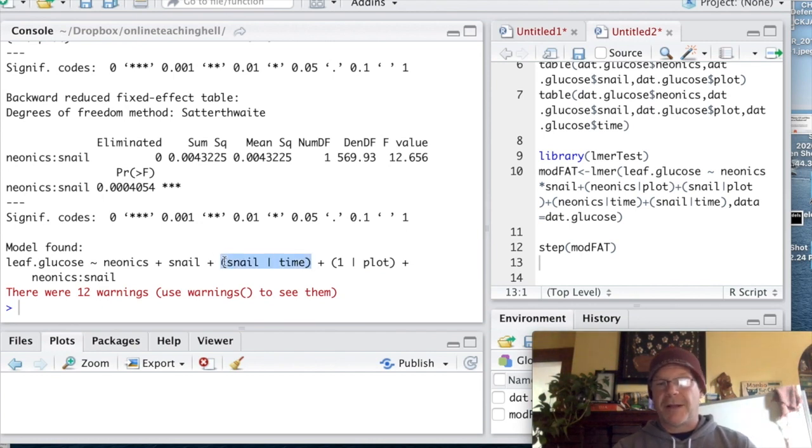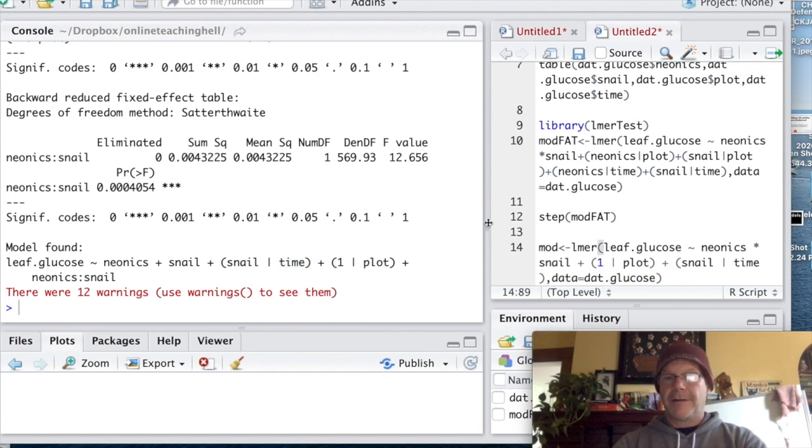Because we know that those plots are not independent of one another and we need to account for that, but it's also allowing for a model where not only do different times have their own intercept, but they also have their own slope based upon what the snail treatment is. So a little bit more of a complex error structure than what we've played with in the lectures in the past.